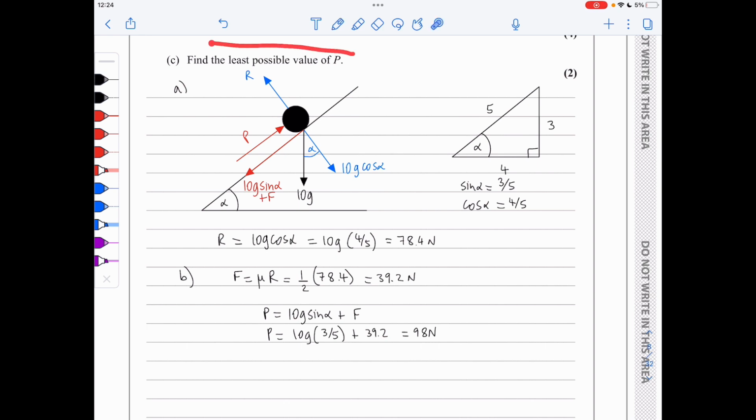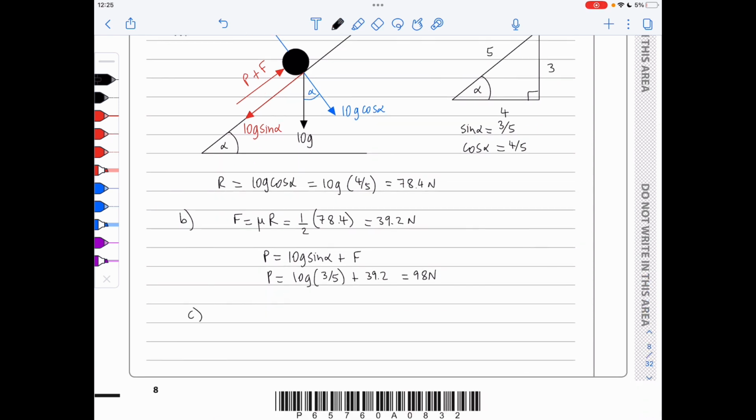In C, I need to find the least possible value of P, and the least possible value of P will be at the point where P is just enough to keep the particle from rolling down. Since it's about to go down, the friction is no longer acting down the plane, it's acting up the plane, so it appears here, and therefore P plus F is equal to 10g sine alpha. So P plus F, which was found to be 39.2, is equal to 10g times 3 over 5. So P is 10g times 3 over 5 minus 39.2, and this gives an answer of 19.6 newtons.